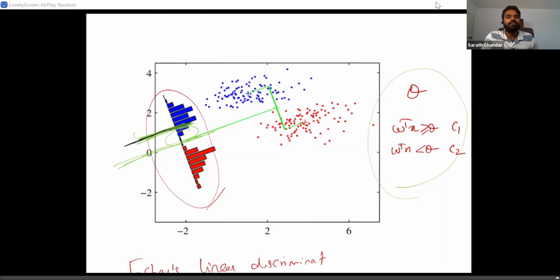But as much as we do math in the class, remember that the most important thing is the intuitions that you develop through this math. So focus on that.